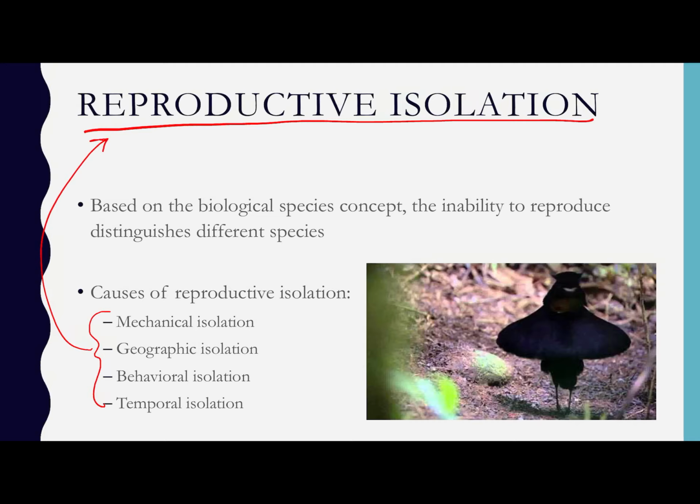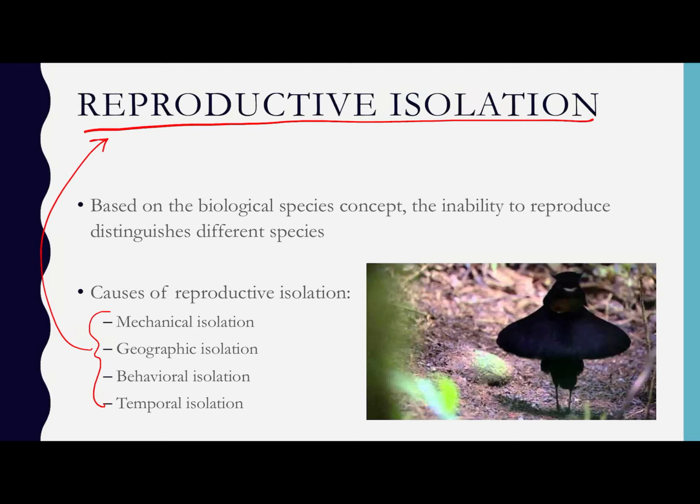Behavioral isolation occurs anytime that you have two groups that can interact together, but their mating preferences are different. And you see this a lot in birds. So the mating rituals that one group might have are different than the other. So even though they're physically able to reproduce, they have no interest in it because they don't recognize the mating rituals of the other group, and so they never join together and make offspring.